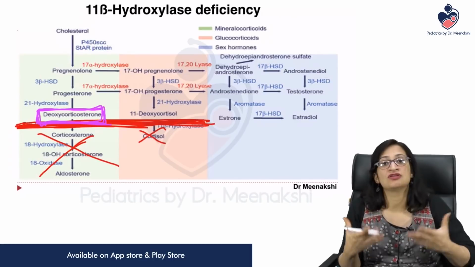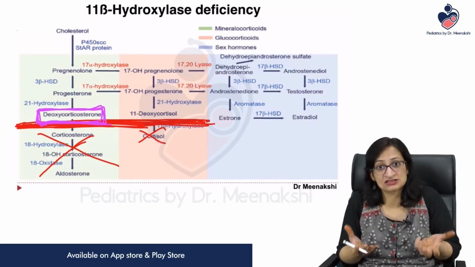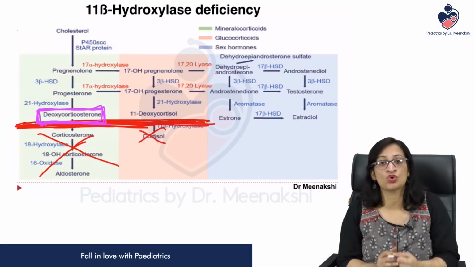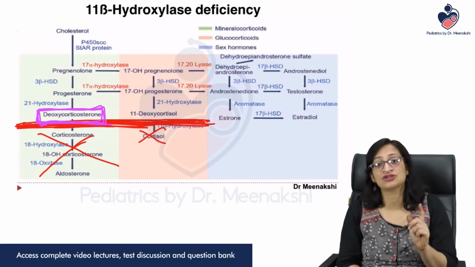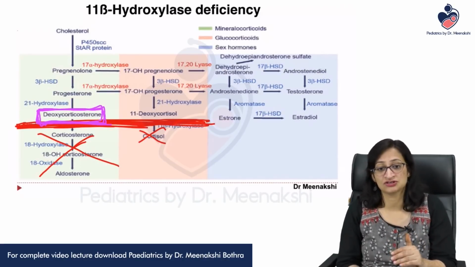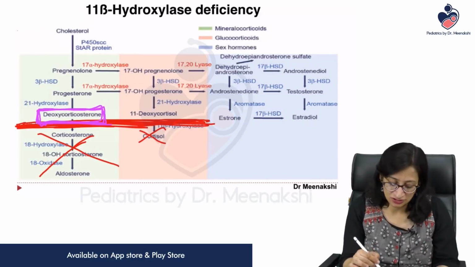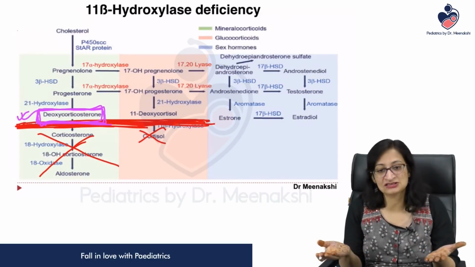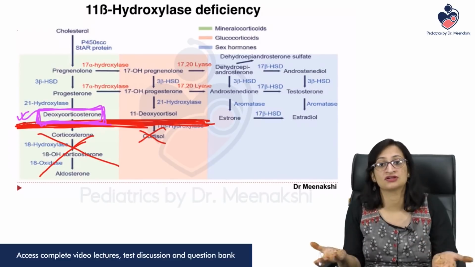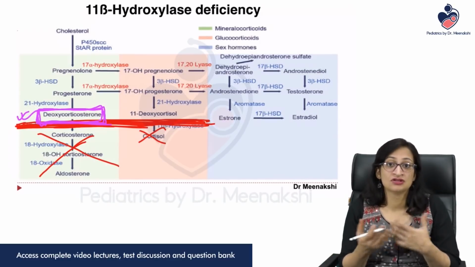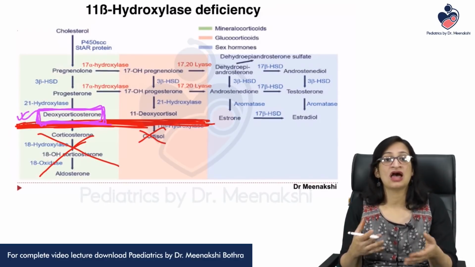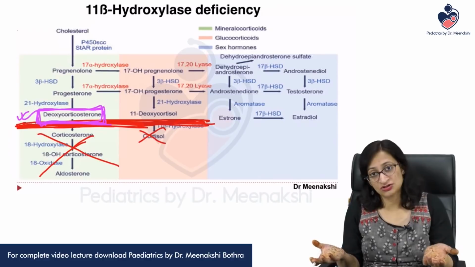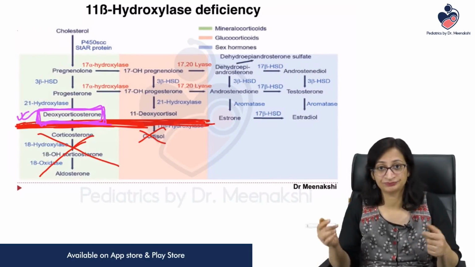Because of the excess mineralocorticoid activity, there is increased sodium and water absorption. So hypertension is a very important feature of congenital adrenal hyperplasia due to 11-beta-hydroxylase deficiency. Why? Because deoxycorticosterone is produced in excess and has mineralocorticoid activity like aldosterone. So excess sodium and water will be absorbed, so hypertension. And with excess sodium absorption, potassium can get excreted, so hypokalemia can be there.